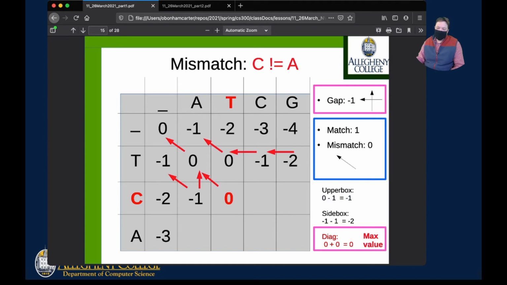And so that's -1 for the upper box. For my side box, the entry to the left of where I am, that's -1, so that's -2. And then I have my diagonal, which is this 0, which I've taken from here. And because C is not equal to A, that's a mismatch. And so again, that's a penalty of 0. So 0 plus 0 is equal to 0. And again, this is my maximum value. And because this is my max value here, from the diagonal, that's an arrow between the 0 and the 0.